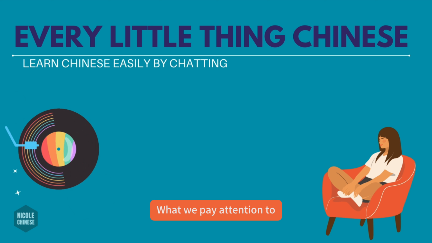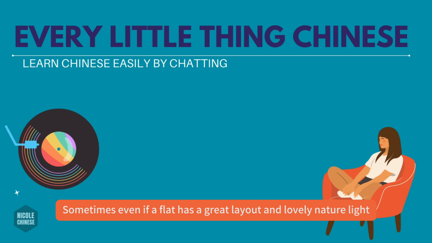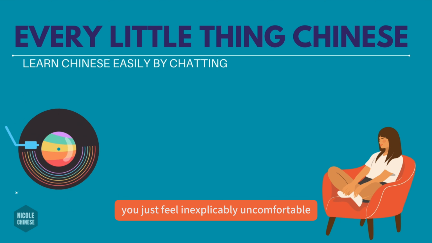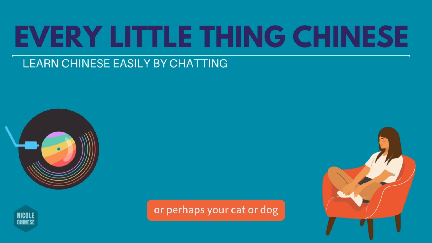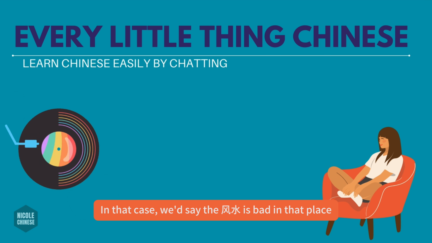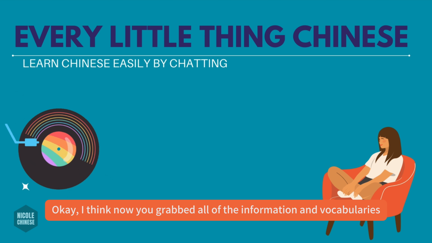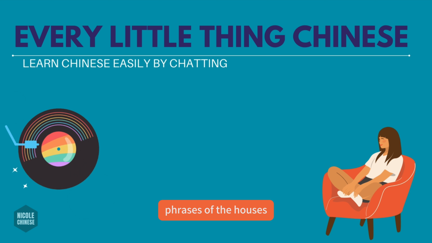What we pay attention to is actually the feeling or vibe of the place. Sometimes, even if a flat has a great layout and lovely natural light, you just feel inexplicably uncomfortable. Or perhaps your cat or dog is always restless and unsettled in that place. In that case, we'd say the 风水 is bad in that place, or even quite spooky or haunted. Okay, I think now you grabbed all of the information and vocabulary phrases of the houses. Let's dive into today's short story.